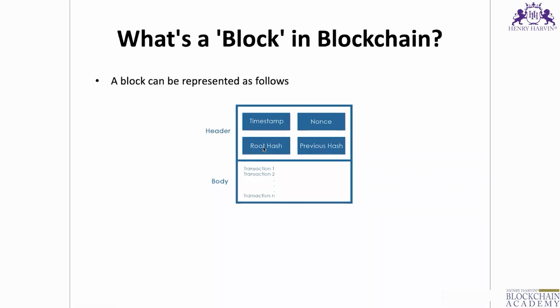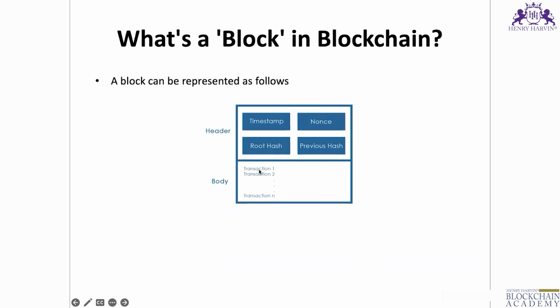This is used if anybody is changing a transaction. We can easily identify that the values stored in this field have been changed by somebody else. We can easily check whether somebody has changed it. That is why we are using this root hash.